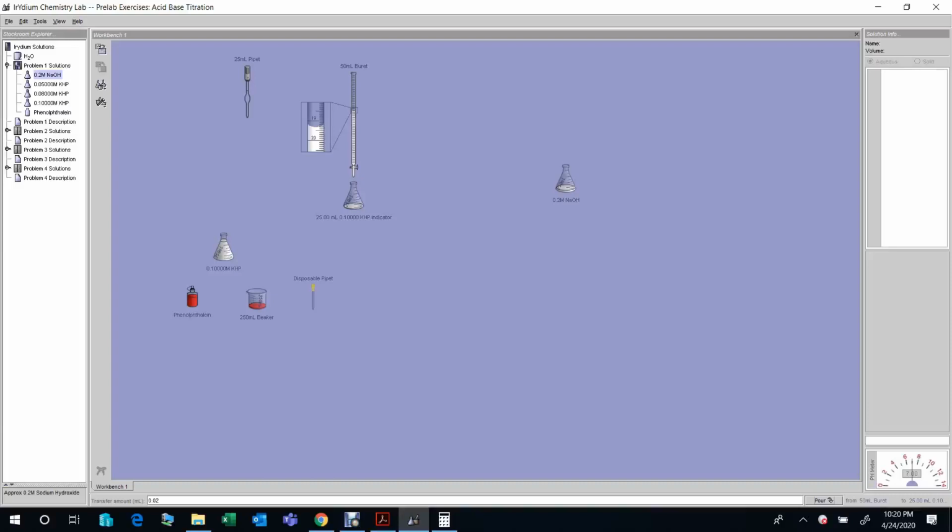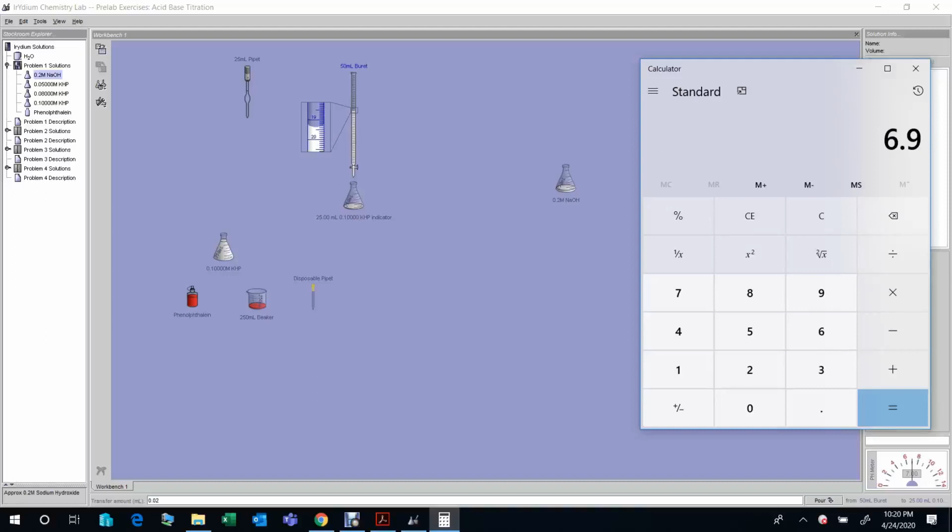You pour again. Again. Again. You see, there's some color change, right? And we can record the ending volume, 19.4. You see that? 19.4. Then we can tell the difference. The starting is 6.9. The ending is 19.4.